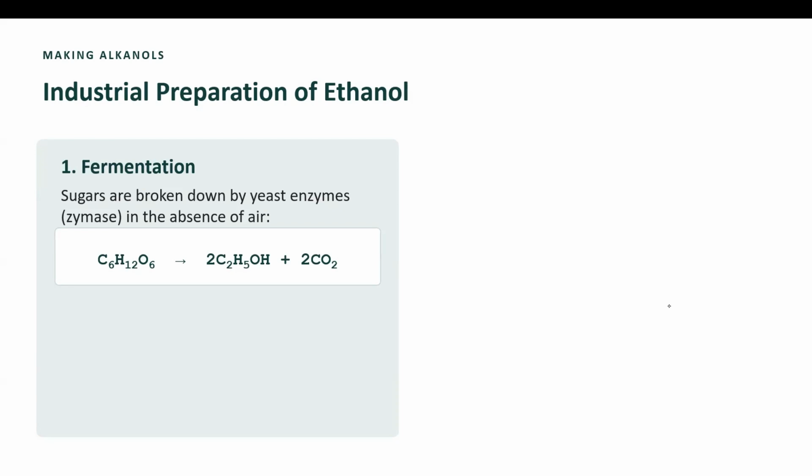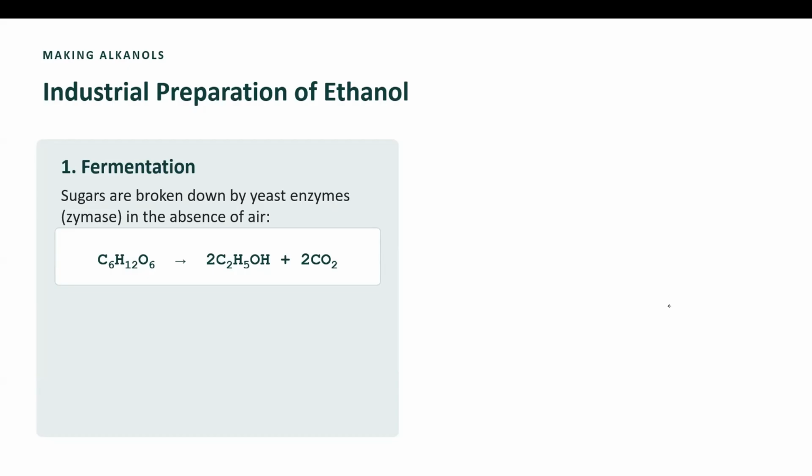Fermentation, you may want to write this down. Fermentation is the anaerobic decomposition of sugars to produce ethanol and carbon dioxide. Are you with me there?